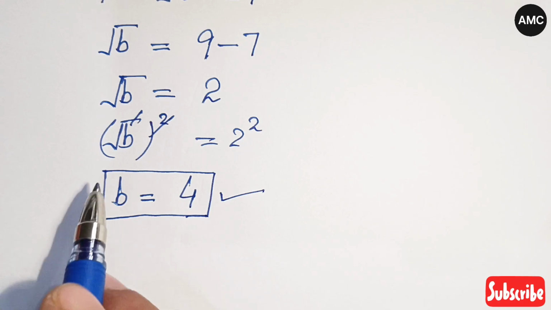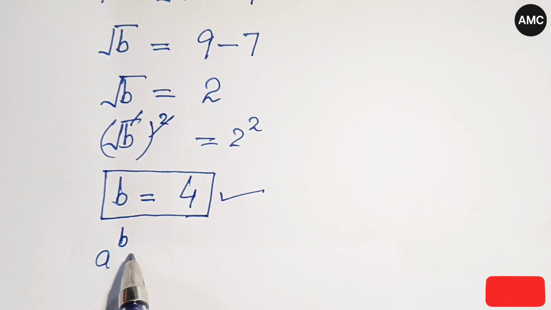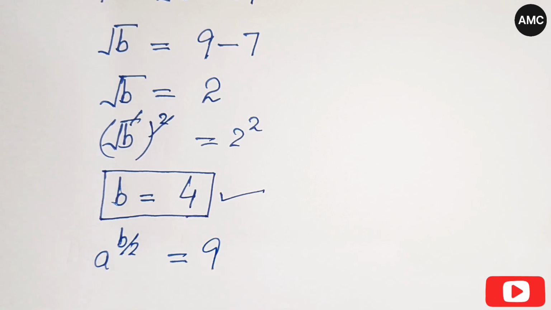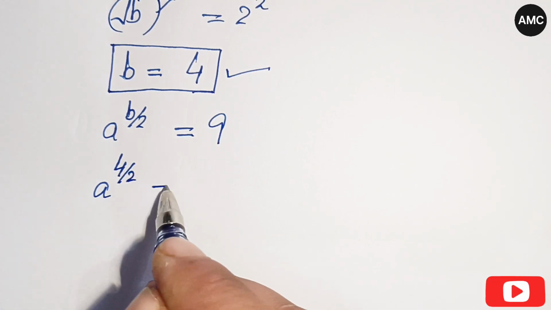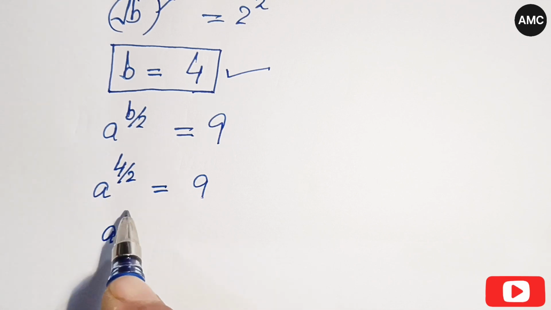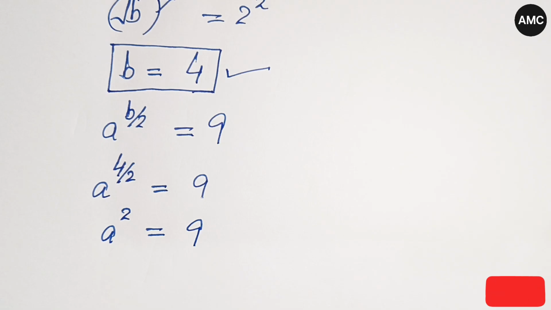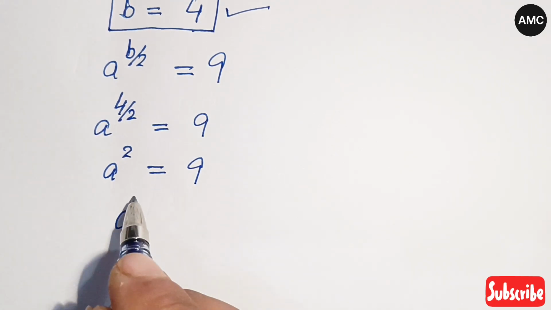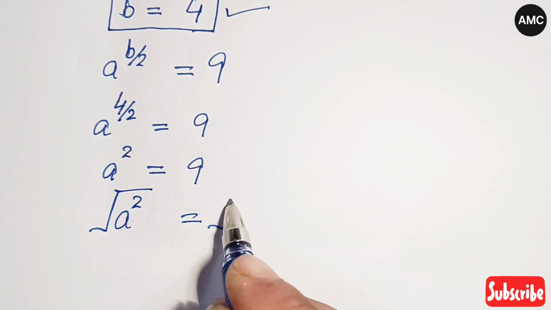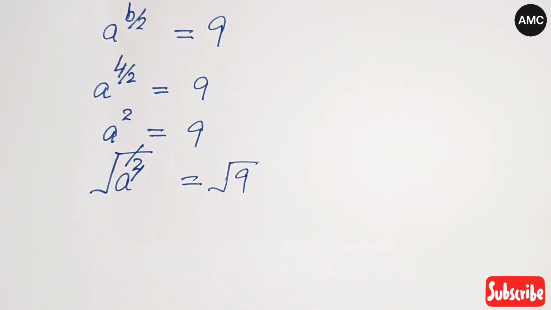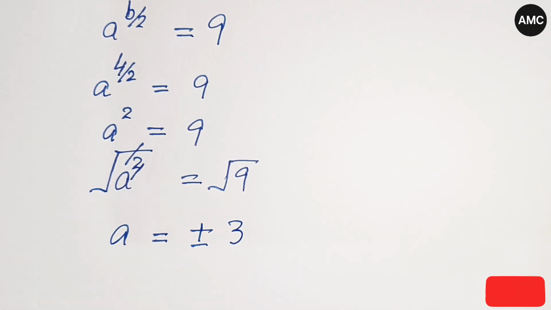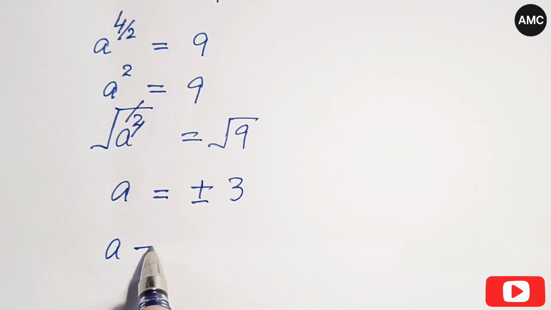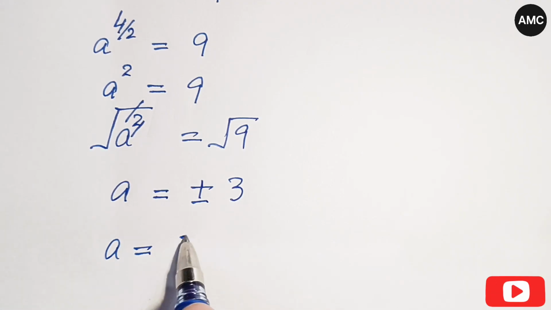Now putting the same value in, recalling this one, a to the power b over 2 is equal to 9. If you put the value of b here, we get a to the power 4 over 2 is 9. So 2 1s are 2, 2 2s are 4, we get a squared is equal to 9. Now taking the square root on both hand sides, a squared square root is equal to square root of 9. This square is cancelled out with the square root, we get plus minus 3, but here we have only those values of a which are elements of natural numbers. So here plus 3 is a natural number.